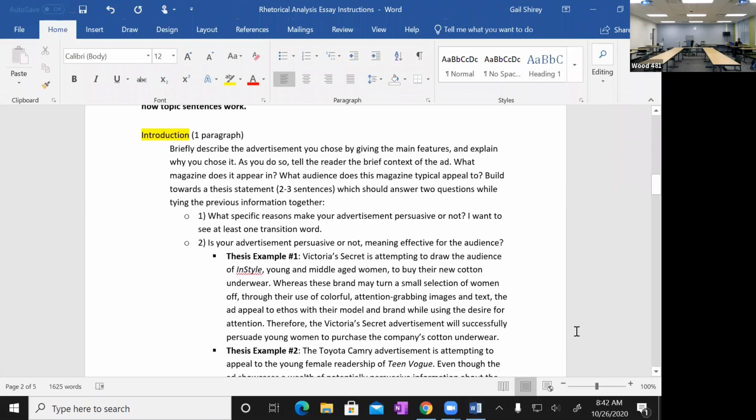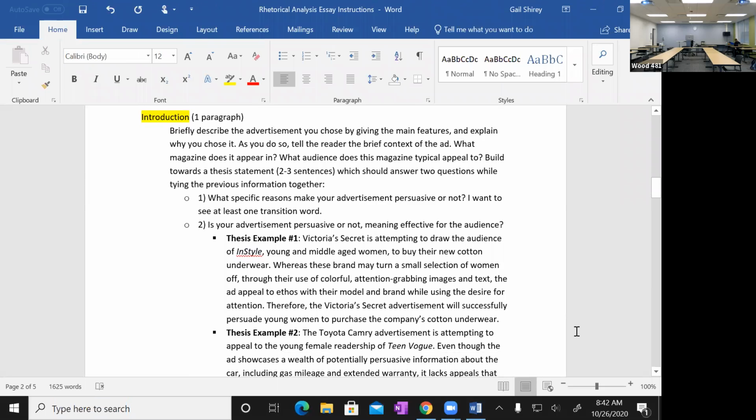So within the introduction, I tell you it's a paragraph, and this is all of the information that I want you to have within that paragraph. So it's going to be a fairly good sized paragraph. You're going to briefly describe the advertisement. In other words, you're not going to go into detail. But in that brief description, you'll give some main features, explain why you chose this particular ad, give the reader a very brief context of the ad. In other words, where was it found? What magazine does it appear? The issue, that kind of thing. Also refer to the audience. What audience is it trying to appeal to?